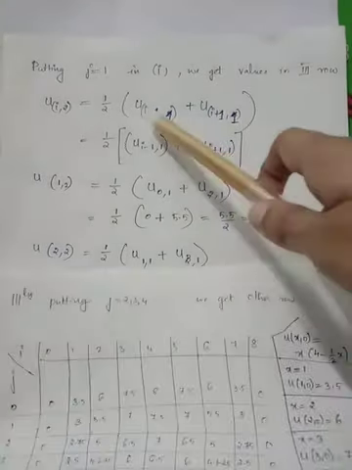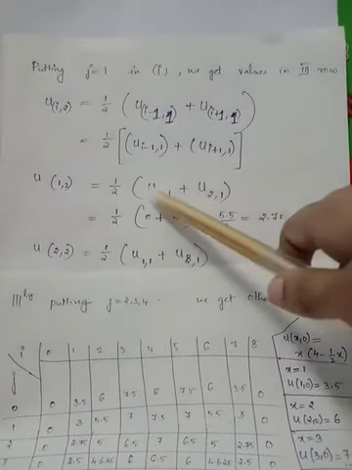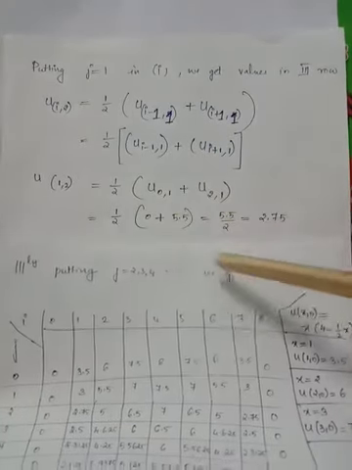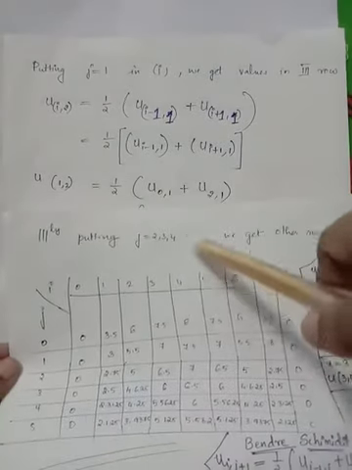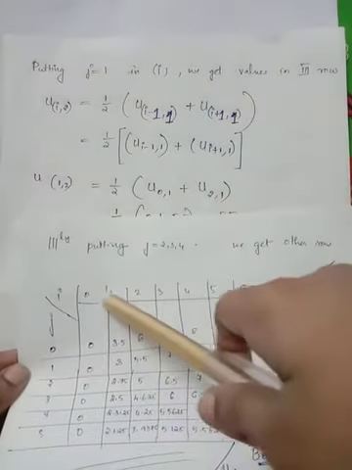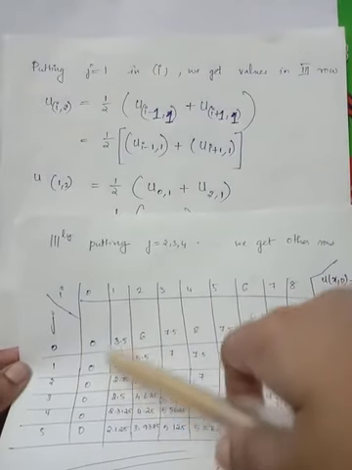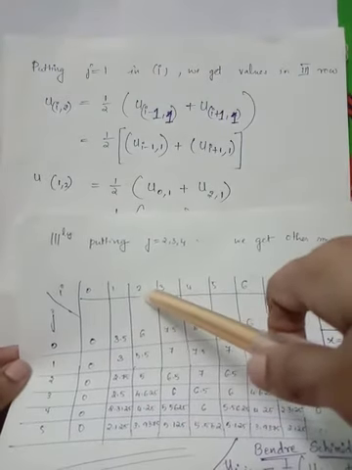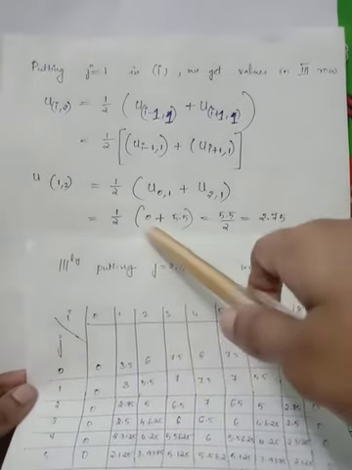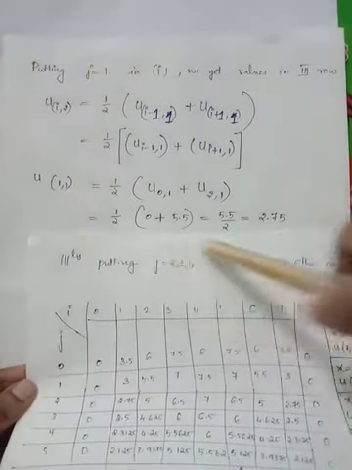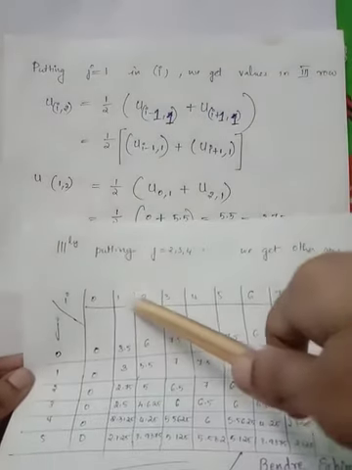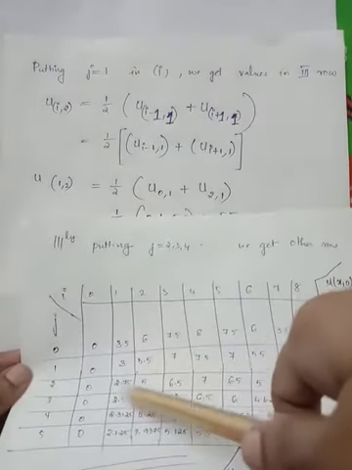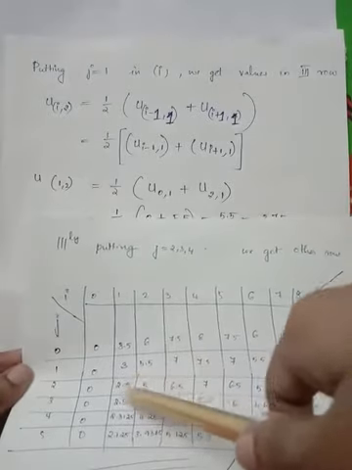When you substitute i equal to 1, these terms become u01 and u21. The values of u01 and u21 are obtained by looking at the table. u01 is 0, and u21 is i equal to 2, j equal to 1, which is equal to 5.5. So you sum these terms and multiply it by 1 by 2 to get the answer 2.75. u12 is the position i equal to 1, j equal to 2. So this position takes the answer 2.75.